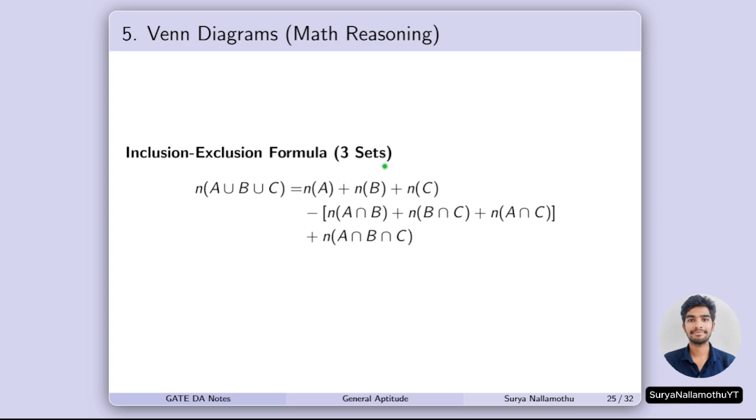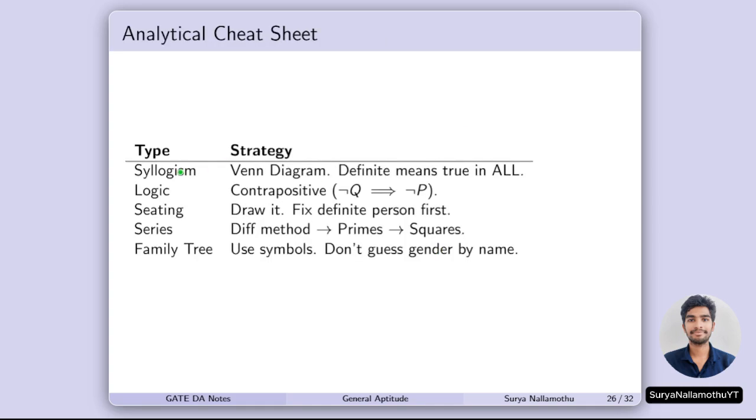This is the important formula for Venn diagram related problems. Here we have three sets A, B, C, and we need to apply the Venn diagram union formula for the three sets. You need to remember this formula very well. Next, this is the simple cheat sheet before we land. You need to remember this also at the last time.